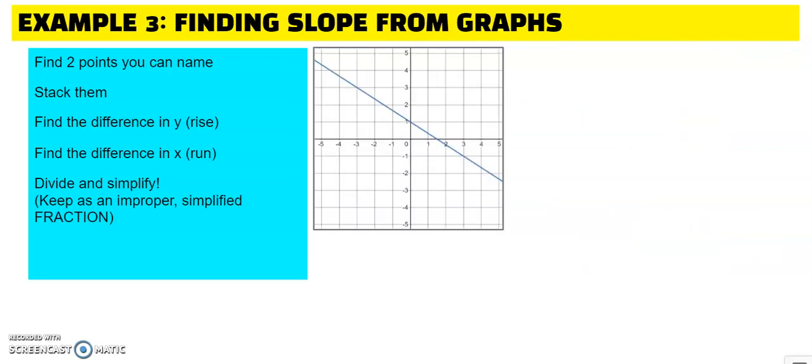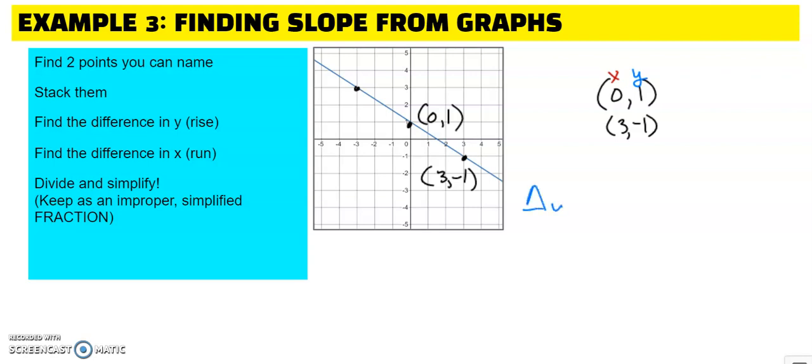Okay, let's do it again. Hang with me. Okay, 2 points I can name. So I have 0, 1. I have 3, -1. I could use -3, 3. Okay, any 2 points that I can name. I'm going to stack them. Going to label. Keep my brain happy. I'm learning stuff, right? Okay, change in y divided by change in x. Notice I say it every time I do it. I'm telling myself what operation it is, right?